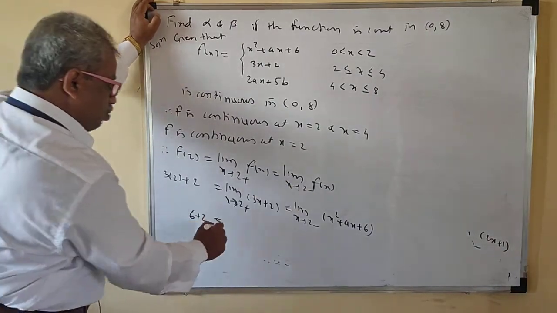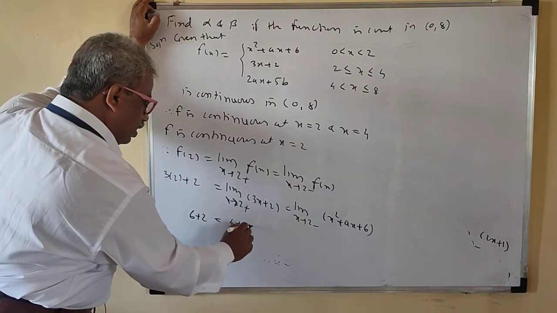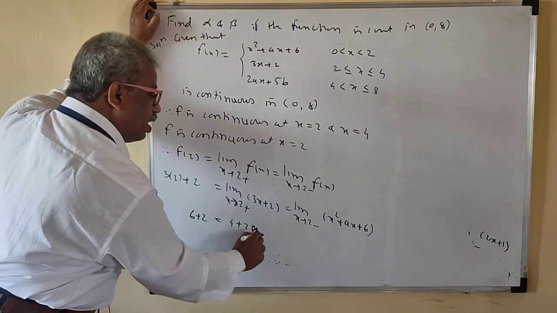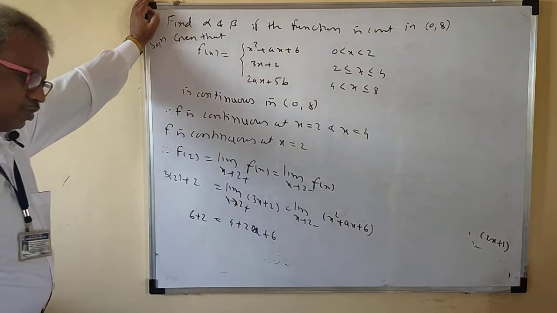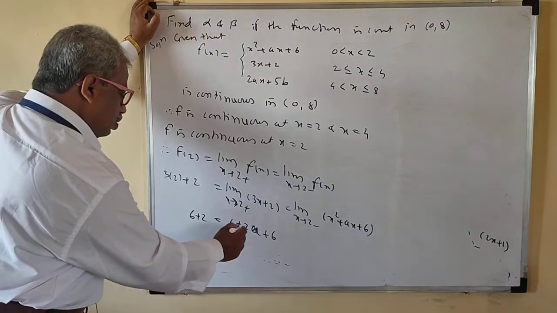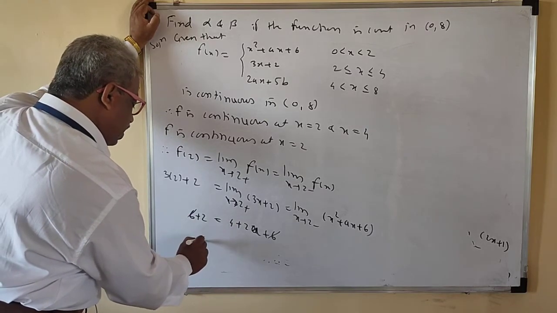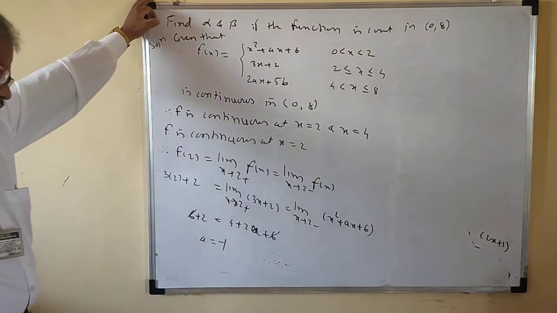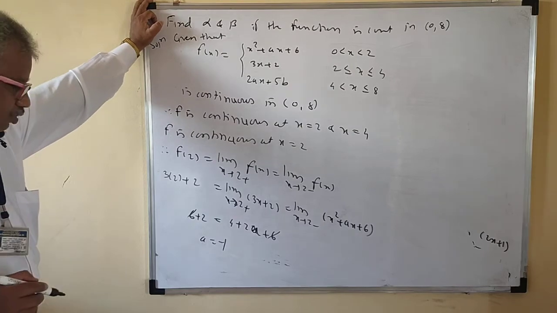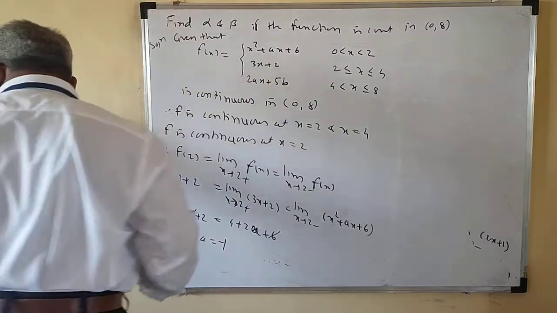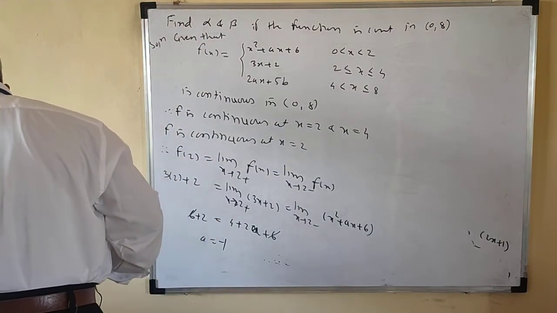So directly you have to write here 4 plus twice x plus twice a plus 6. Okay. So now see, this 6 gets cancelled here. So twice a is equal to minus 2. So a is equal to minus 1. So the value of a is minus 1.